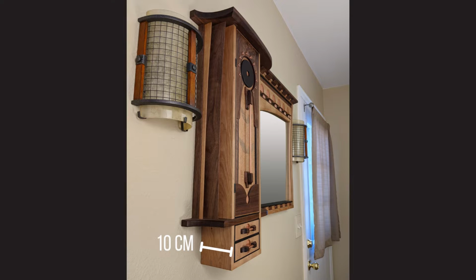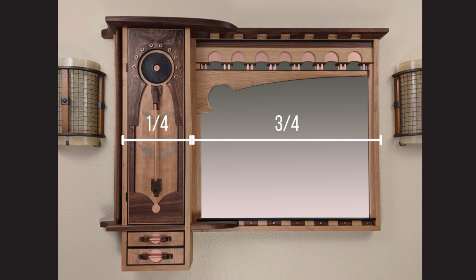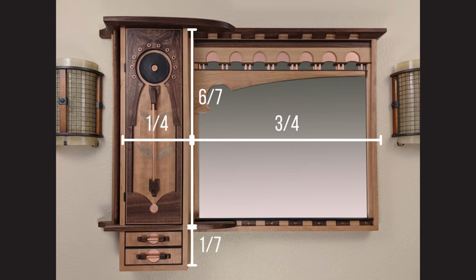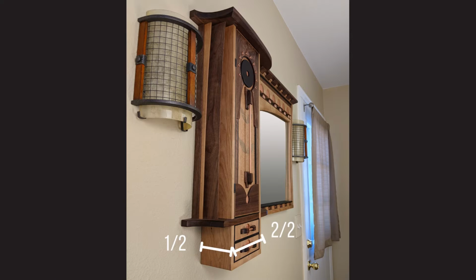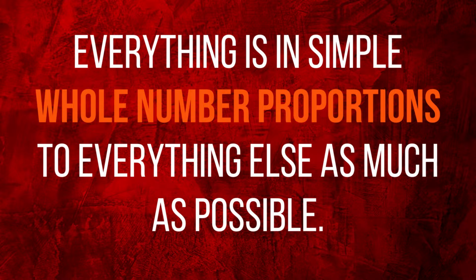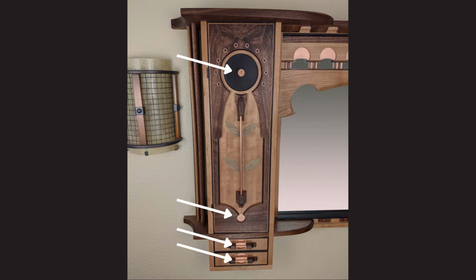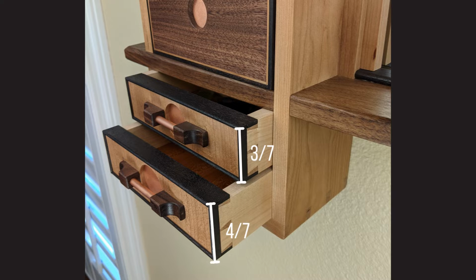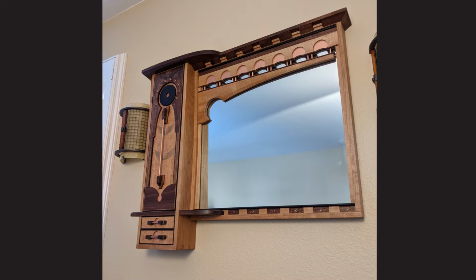Let's recap. The cabinet is 1/3 the width of the mirror, 1/4 the width of the overall piece, 1/7 taller than the mirror, and half as deep as it is wide. In other words, everything is in simple whole number proportions to everything else as much as possible. Let's keep it going. The copper discs that run up the center line of the cabinet are graduated in equal measure from one to the next. The drawers are graduated in sevenths, with the upper drawer being 3/7 of the opening and the lower one 4/7 of the opening.